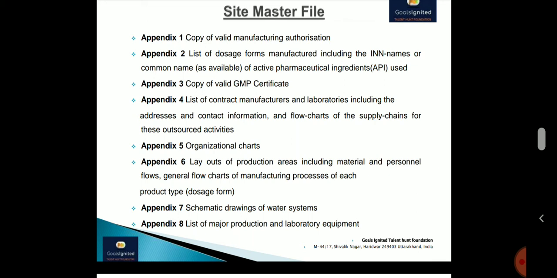Then the layouts of the production areas including material and personnel flow, then schematic drawings of the water system and the HVAC system or layouts, man and material movements we may add, then the pressure differentials and other things, zoning system, everything. It is limitless basically, but you are required to include very specific information in the site master file.